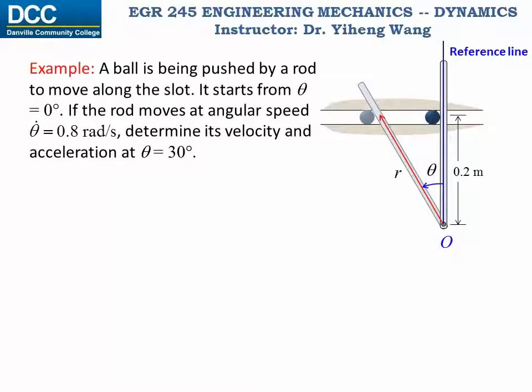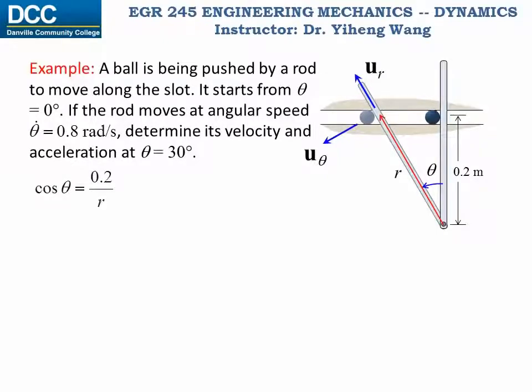And therefore, our unit vector u_r is along the radial direction, and unit vector u_theta is along the transverse direction, which is perpendicular to u_r and is always in a counterclockwise fashion. Now we need to write r as a function of theta. According to trigonometry, we can tell that cosine theta equals 0.2 meter over r. Therefore, r equals 0.2 over cosine theta, which is 0.2 times secant theta. r has the unit of meter as well.